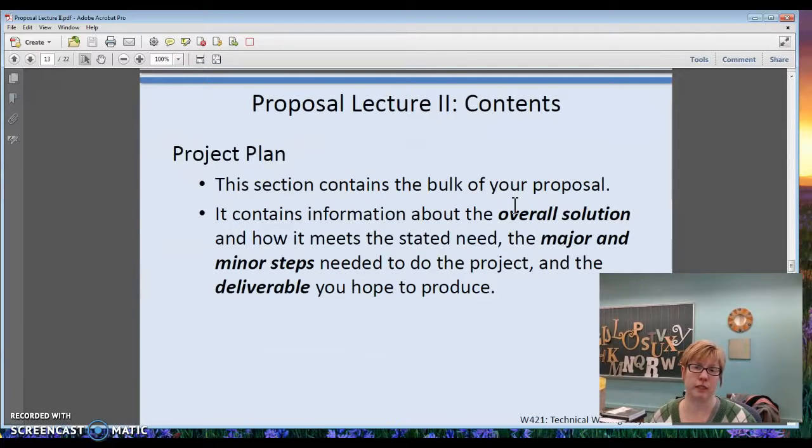The project plan is the longest section, as I mentioned earlier. It's going to contain the bulk of what you have to say. You're talking about your overall solution, the major and minor steps to get from point A to point B, and the deliverable itself, meaning the thing, the service, the product, the research project, whatever it is that you're going to complete during the semester. That's the deliverable.